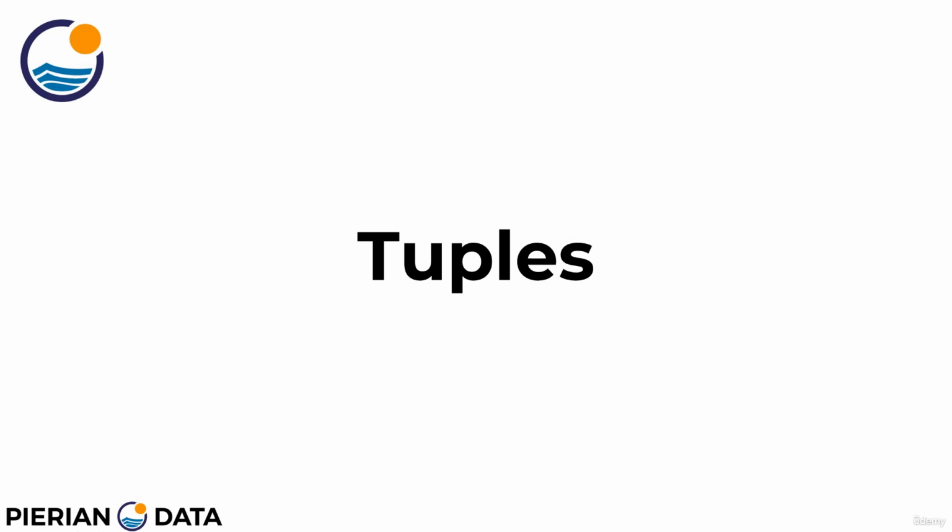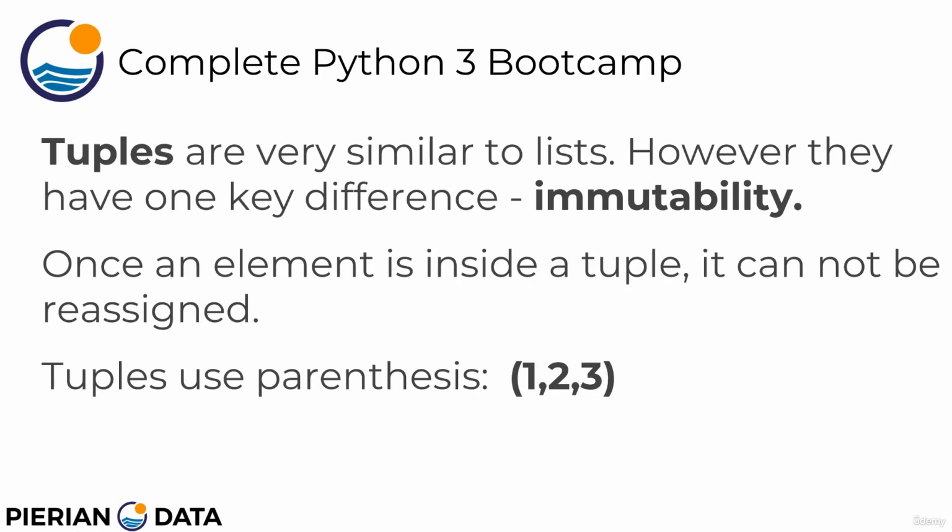Hi everyone, and welcome to this lecture on tuples, or tuples as some people like to call them. In Python, tuples are very similar to lists. However, they have one key difference, and that is immutability. So they're immutable, meaning they cannot be changed. That comes from the term mutation, so they cannot be mutated or changed.